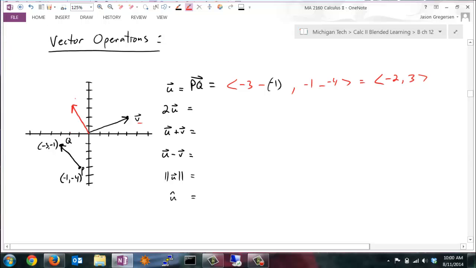Now the next piece is 2 times u. I'm taking my vector and I'm multiplying it by a number. And to do that, all I do is multiply each of the components by the number. Here's my vector, here are my components. This is the x component, this is the y component, and sometimes I write the components like that. And so 2 times my vector, negative 2, 3, is just negative 4, 6. I just multiply each of the pieces by 2.